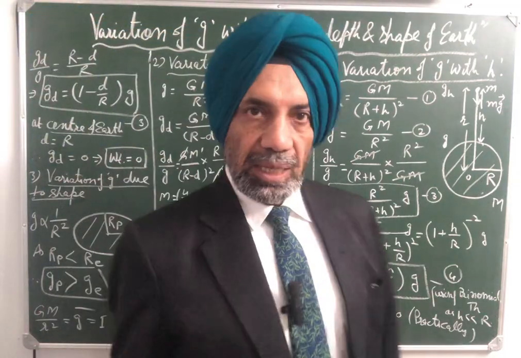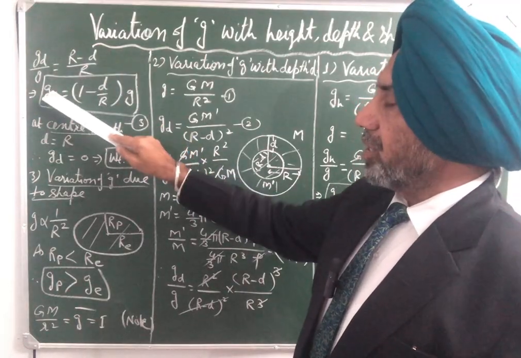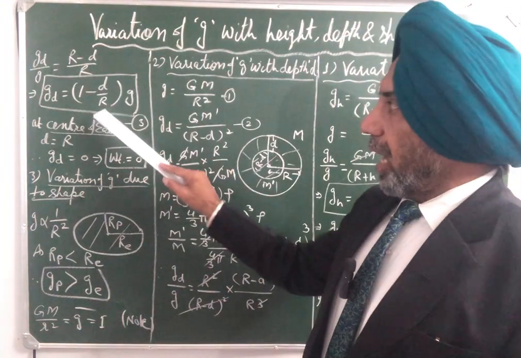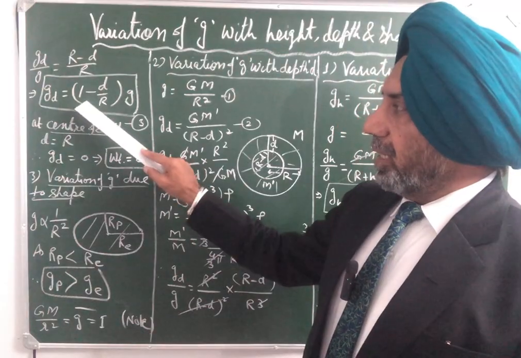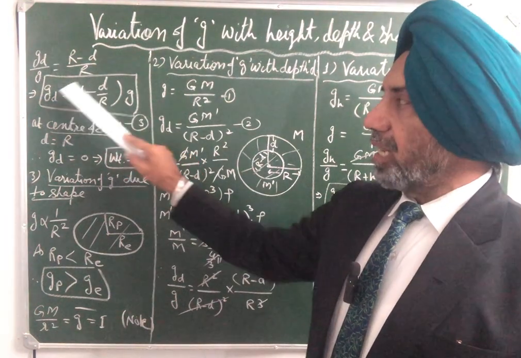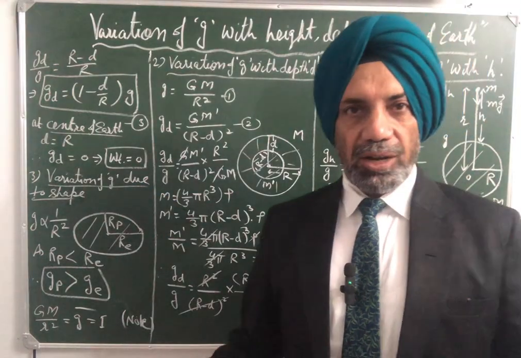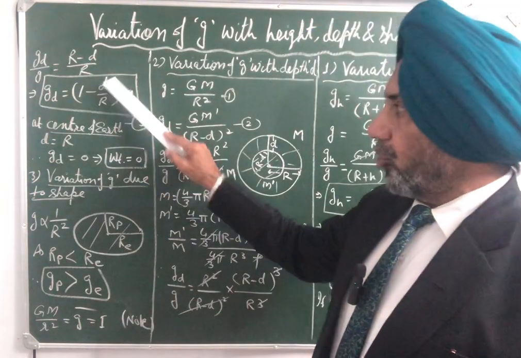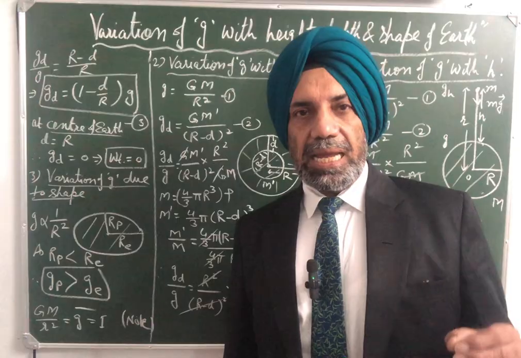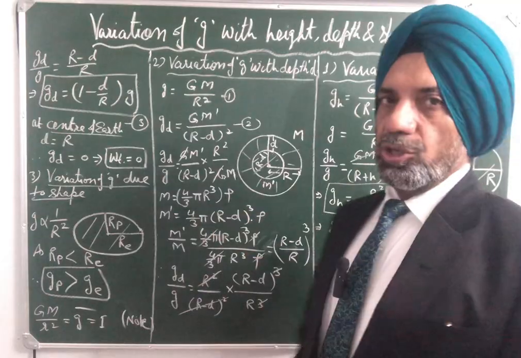So acceleration due to gravity at depth d is given by gd upon g equal to (R minus d) upon R, or gd is equal to (1 minus d upon R) into g, where d is the depth and R is the radius of earth. It is very clear that when d increases, g also decreases. At the center of earth, depth becomes the radius of earth, so gd is equal to 0. A very important fact: acceleration due to gravity is 0 at the center of earth. That's why the weight of the body is also 0 at the center of earth.